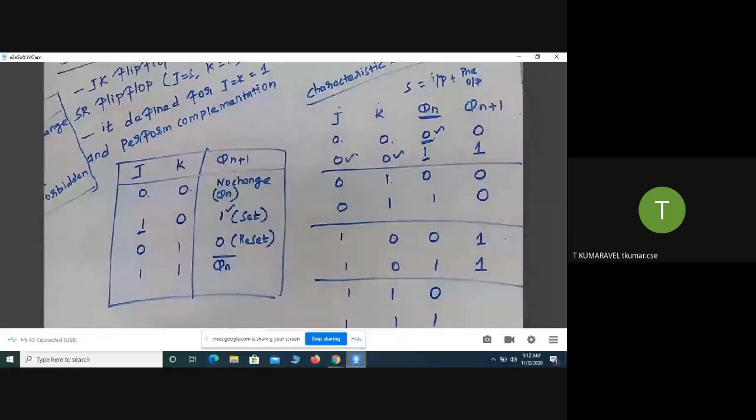Okay, next, what is the last combination? The last combination is J=1, K=1. What we are defining here is that it's going to perform the complement operation. How does it perform complement? For example, it looks at the previous stage output. In this combination, the previous state output equals 0, so it performs the complement operation. So what happens is, 1 here, 0.